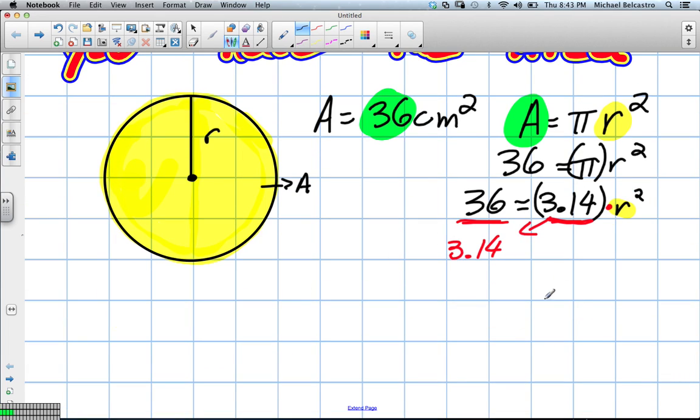So, let's divide it. Now, when I do that, what will be left on my right side here? Just the radius, r squared. So I haven't dealt with that. What is 36 divided by 3.14?